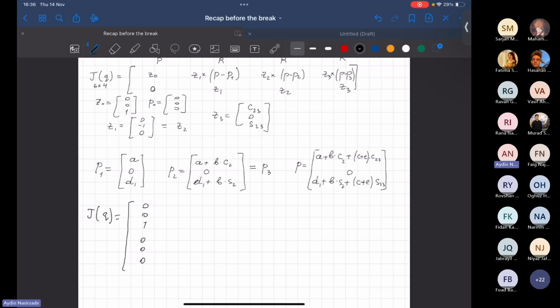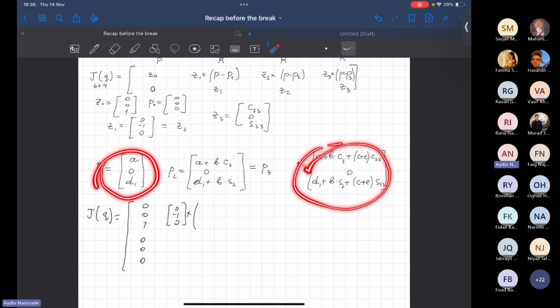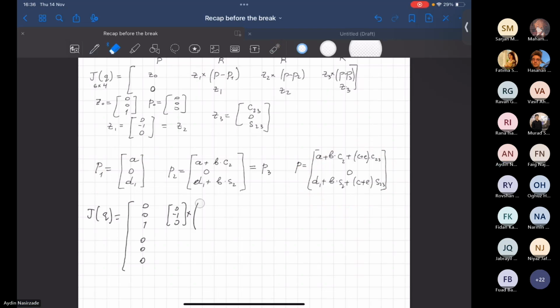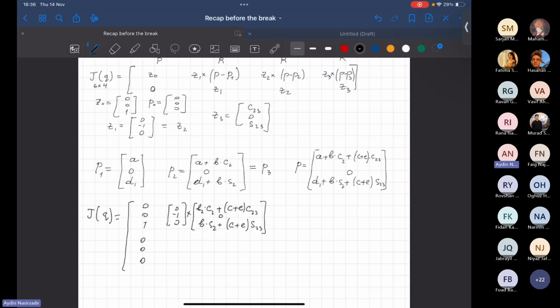So Z1, where is Z1? Yeah, Z1 is 0 minus 1 0, cross product P minus P1. P minus P1. Okay. The A's, I guess, are cancelled. D1 is cancelled here. And Z1 is 0 minus 1 0.